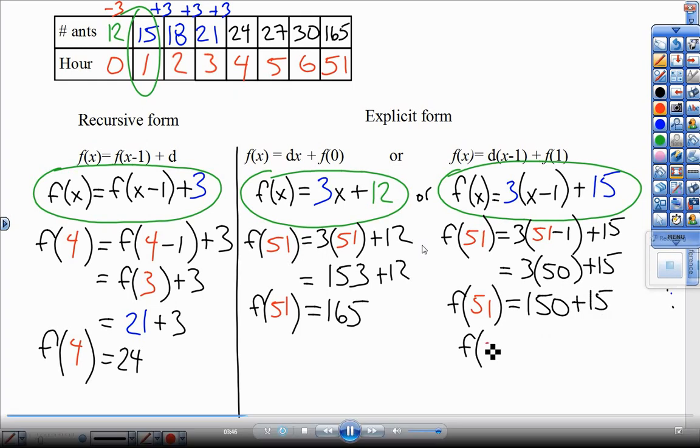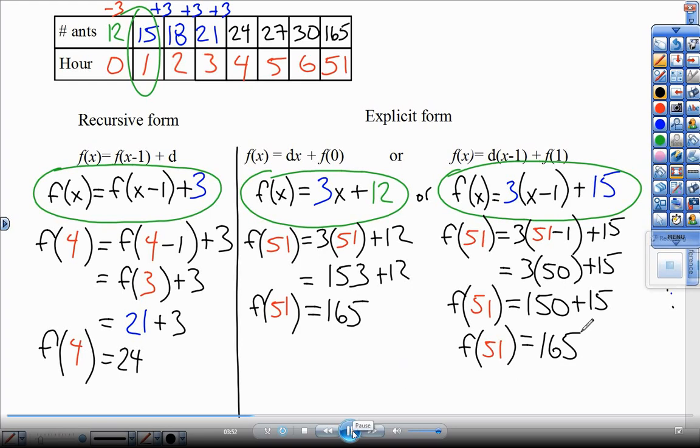Which gives me 165, the same amount. You've got to know that these are equivalent. These both give you the same answer. If I was to distribute this in this form, 3 times x, 3 times negative 1, that negative 3 I get from this part of the distribution, combined with that 15, gives me the same equation, 3x plus 12, because negative 3 and 15 is 12. So hopefully you see those are equivalent. The second word is go.